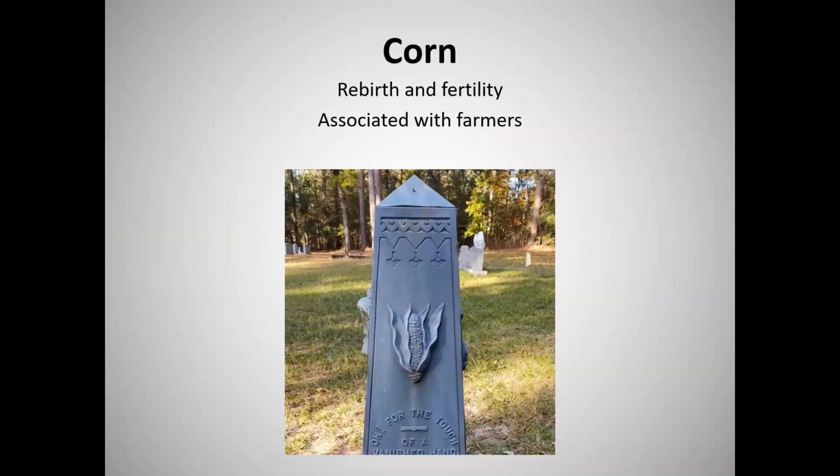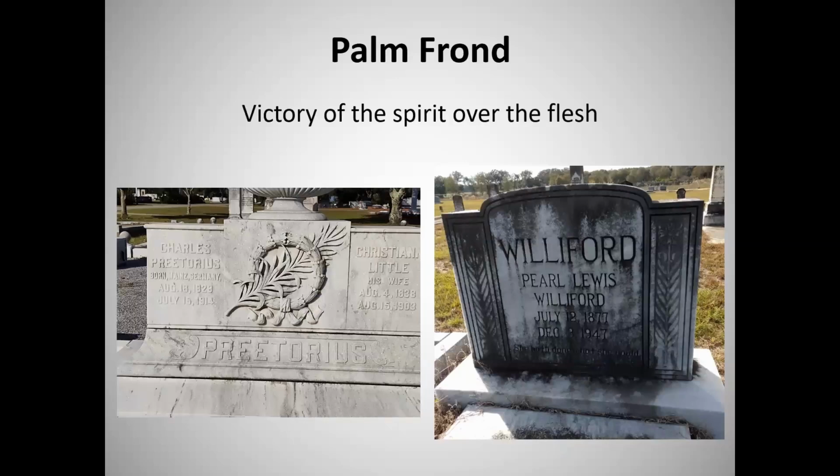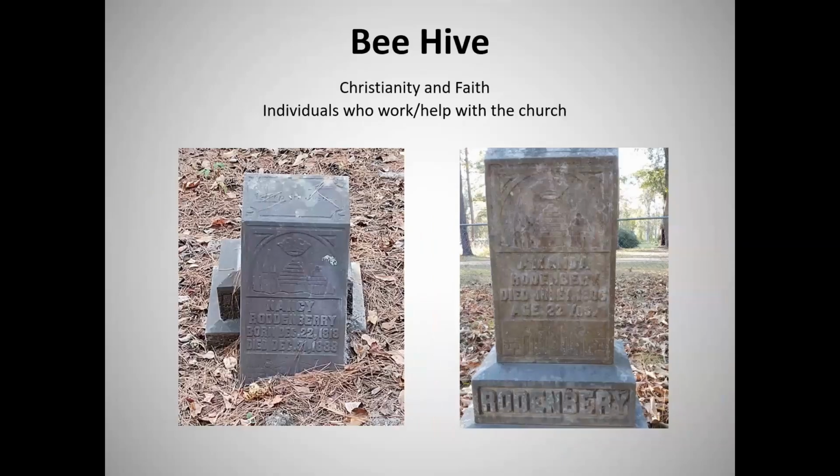Corn can represent rebirth and fertility, and it's also associated with farmers quite often. I've also seen that it can represent spiritual goodness and that the individual lived a long life. A palm frond represents victory of the spirit over the flesh, and a beehive represents Christianity and faith, or that the individual worked or helped with the church.